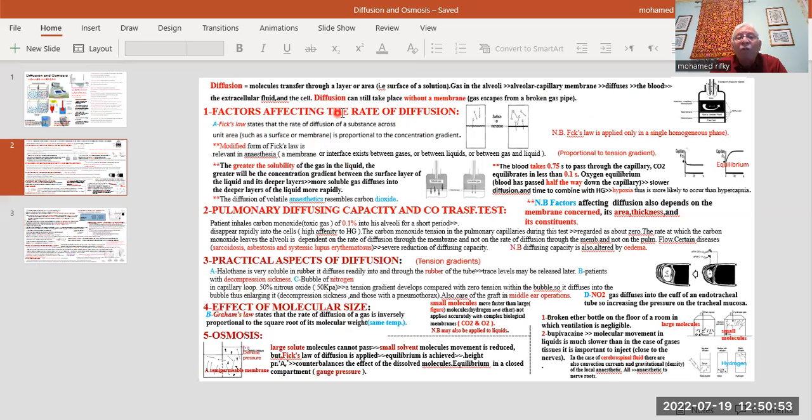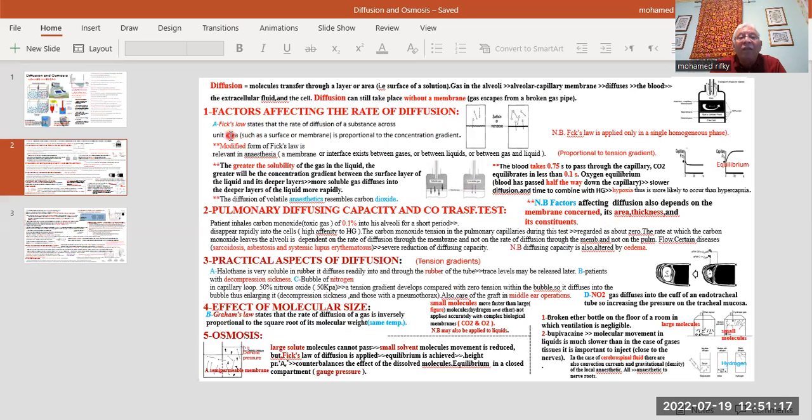So the factors affecting the rate of diffusion are mainly two factors. In addition to the two main factors, which depend upon Fick's law and Graham's law, other factors that affect diffusion are the membrane content, its area and its thickness. So you must keep these 5 points in consideration.